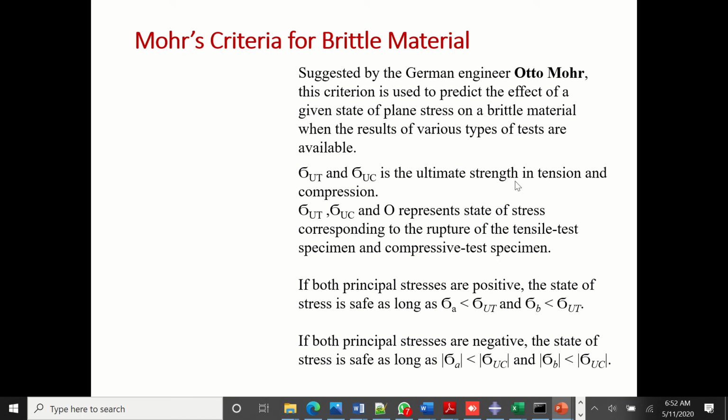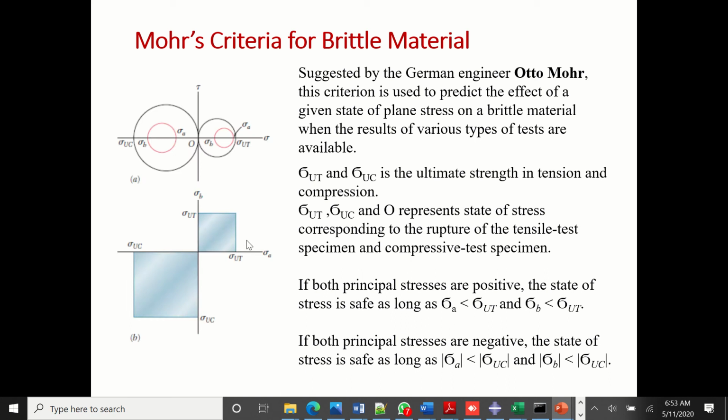So sigma ut and sigma uc are the ultimate strengths in tension and compression, which correspond to the rupture of the tensile test specimen and compressive test specimen. If both stresses are positive, the state of stress is safe as long as sigma A is less than sigma ut and sigma B is less than sigma ut. If both are negative, then they must be less than the ultimate strength in compression. Graphically, this is the pure tension, this is the pure compression. This is the Mohr circle for tension, which is usually small. In compression, the strength is more as compared to the tensile test. So cracks are generated, growing fast and quickly rupturing when we open that.